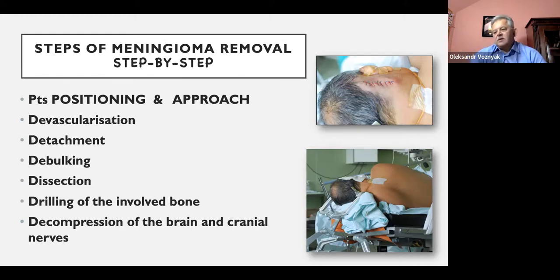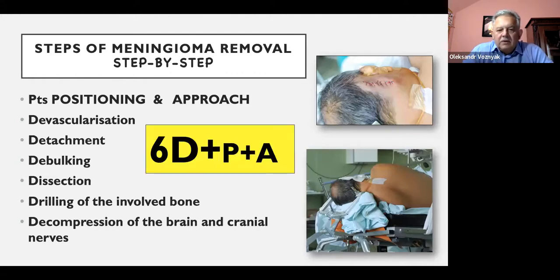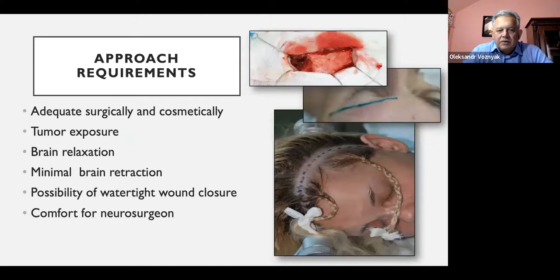I separated this point because sometimes we cannot be absolutely radical during tumor removal. So in this case, we must provide at least clinical stabilization of the patient. If we cannot remove all the tumor, we must decompress the critical structures, decompress the brain, decompress the cranial nerves. So altogether, I'd speak about 6D for meningioma removal plus positioning and approach choice.